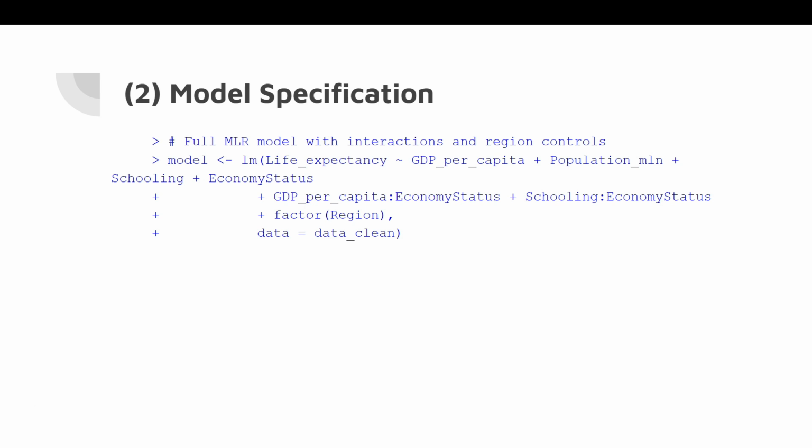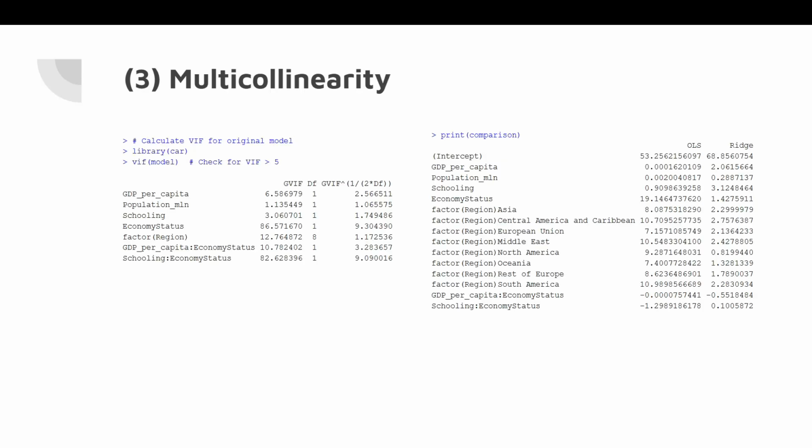So here's the beginning of my MLR model. Also, nothing crazy, pretty standard, just figured I should show it. Let's move on though. Next, I checked for multicollinearity within the model. On the left are the results. Economy status and the schooling interaction both exceeded the common VIF threshold of 5. That's a problem. To address the problem, I applied a ridge regression.